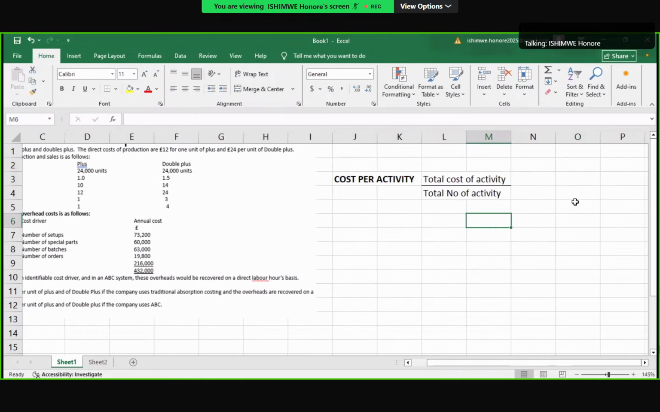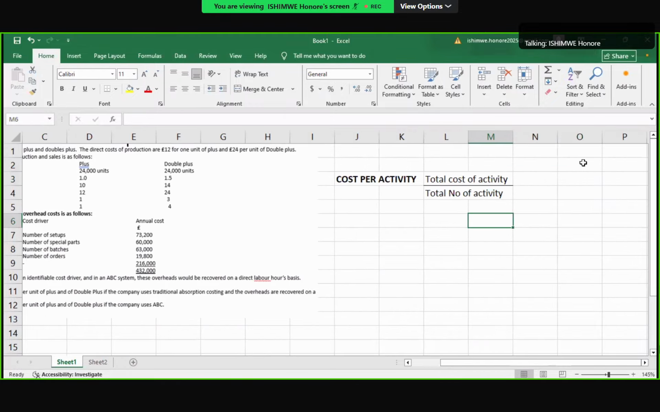Then number two, we do allocation of those costs to the respective cost centers. Let me give you an example. Let's say our activity is electricity. The cost for electricity, let's say it is 10,000. That was the example I was using, if you remember, 10,000.